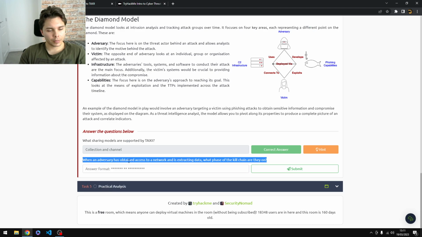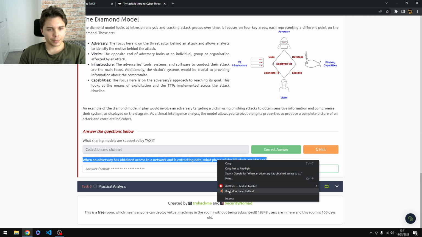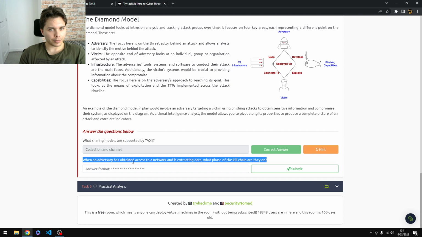When an adversary has obtained access to a network and is extracting data, what phase of the kill chain are they on?